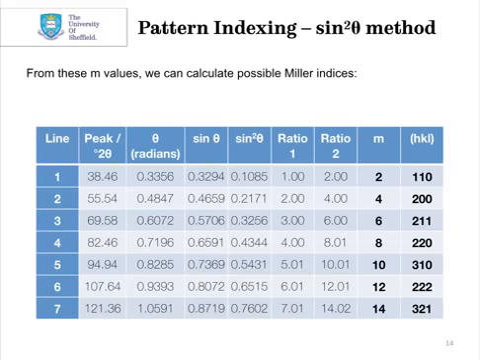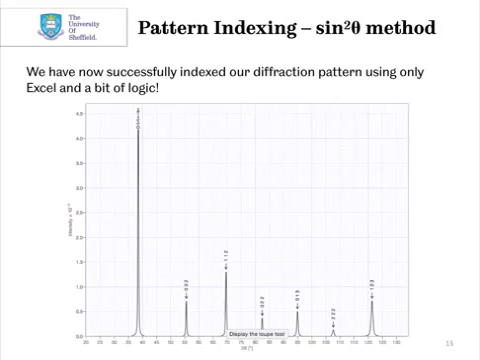As I say, once you get up to the higher m values, there may be other possible solutions. But these are reasonable values in this case. So what we've done here is we've indexed our diffraction pattern. All we've done is use Excel and a little bit of logic and maths, and it's been pretty straightforward. And so you can see here our pattern from our metal sample overlaid with the HKL values for the individual reflections.